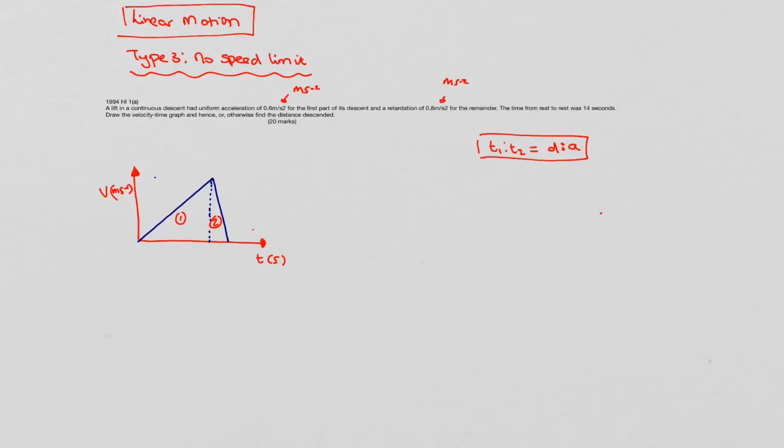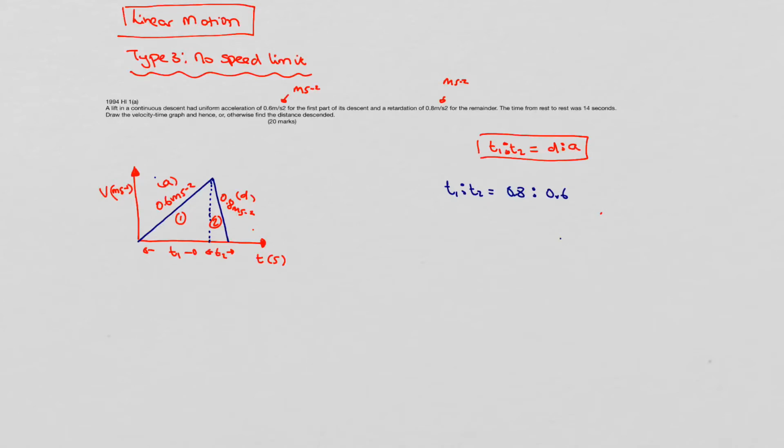And on it, I'm going to mark my acceleration and my deceleration. So that's acceleration and deceleration, time 1 and time 2. I don't know what their distances or their times are, but I do know this relationship. T1 is to T2 is equal to D is to A. So I can then sub into this equation my deceleration, 0.8, is to my acceleration, which is 0.6.